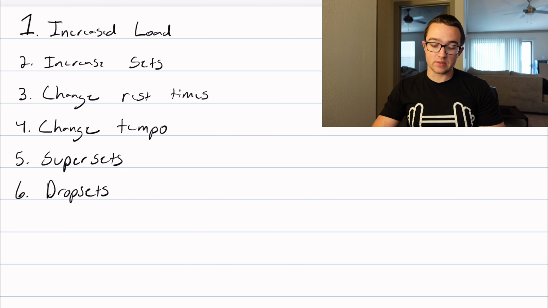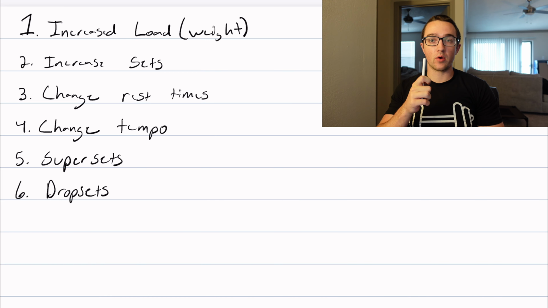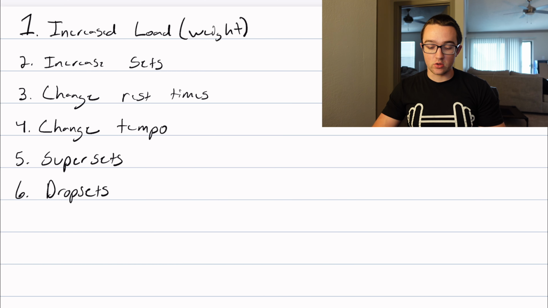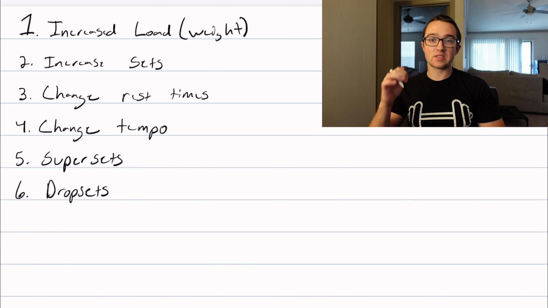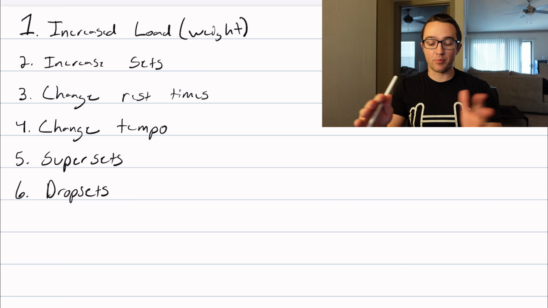So first one is increasing the load or the weight. I'll put weight next to it just so you can visualize it. So increasing the weight. Number 2 is going to be increasing your sets. So going from 3 sets to 4 sets with the same weight, same reps. The other ones are going to be changing your rest times, changing your tempo, supersets, and drop sets. Everyone's favorites are supersets and drop sets. So those are the 6 main variables that you can change to constantly implement progressive overload.